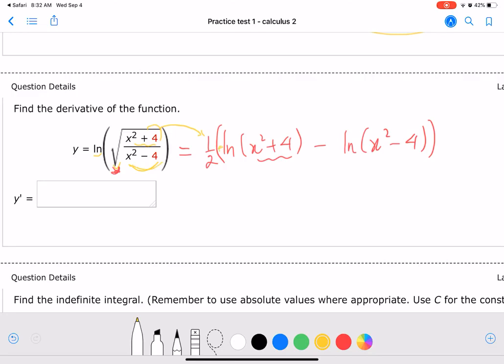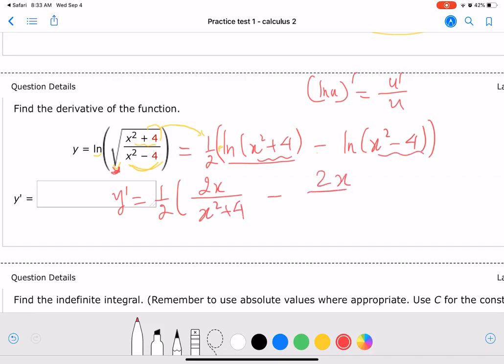Everything in the bottom will be with negative side. So that's why I have this. And now we can differentiate this. We get 1 over 2. And for this term, we use the chain rule, right? Ln u prime is u prime over u. So in this case, u is x squared plus 4. U prime is just 2x. So I write 2x right away. And then here, x squared plus 4.